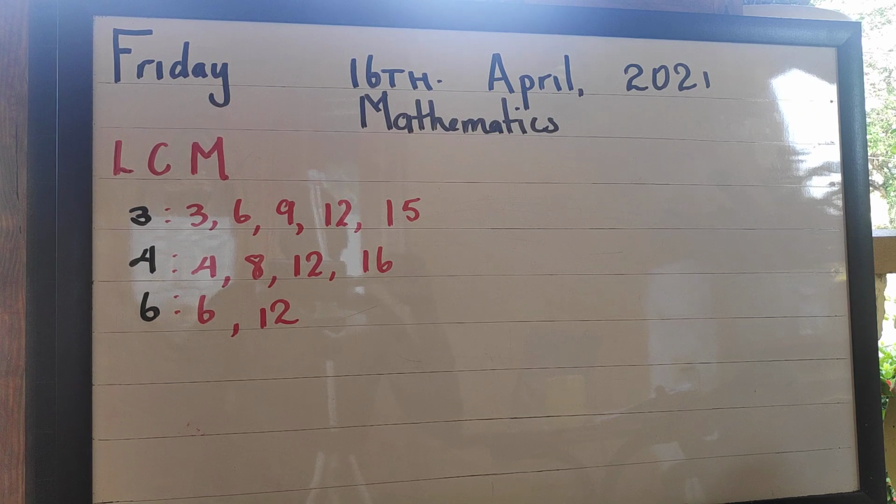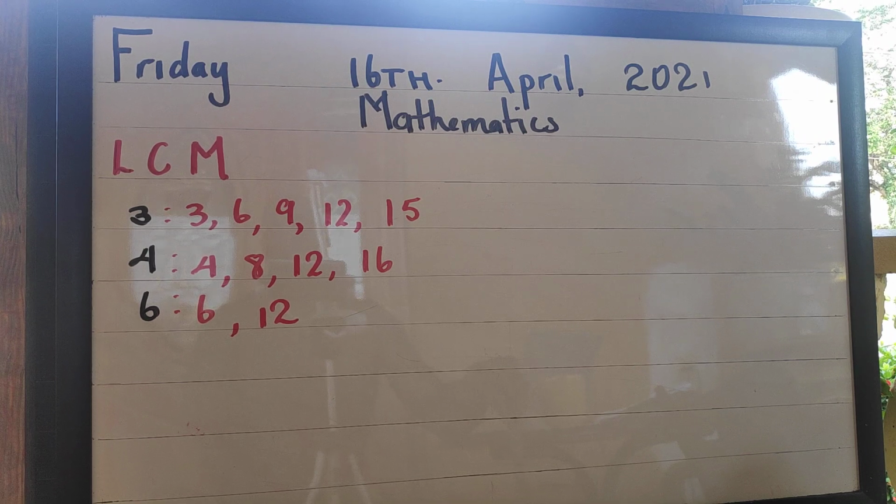We have completed 1 week of work and we are continuing with LCM. Remember we did multiples. We said multiples are when numbers are multiplied by another number. That gives us the multiple. Then we did common multiples. We said the multiples that are common to a group of numbers, two or more numbers, and then we move on to do lowest common multiple.